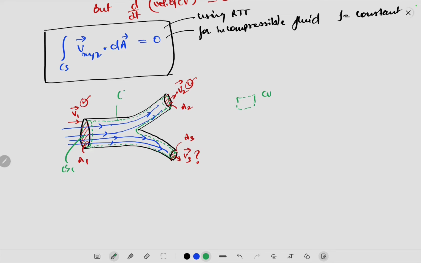One surface is this one, let's call it CS2. One surface is this one, let's call it CS3. One surface this one, let's call it CS4. One surface this one, let's call it CS5. One surface this one, let's call it CS6.